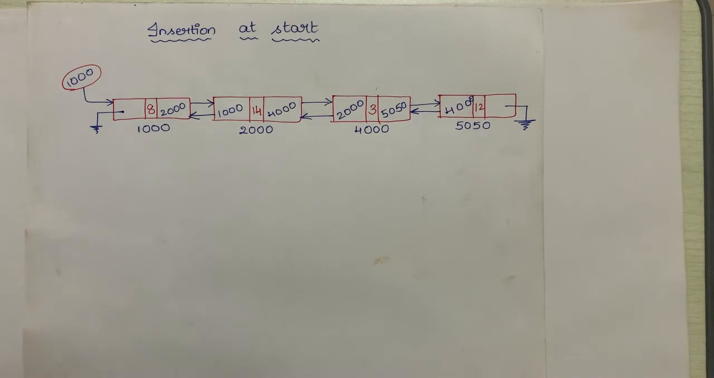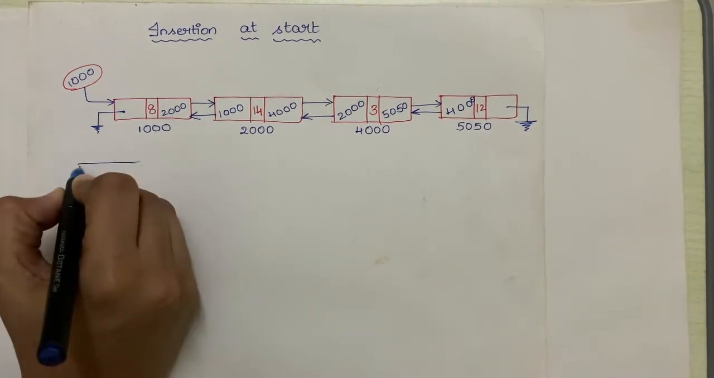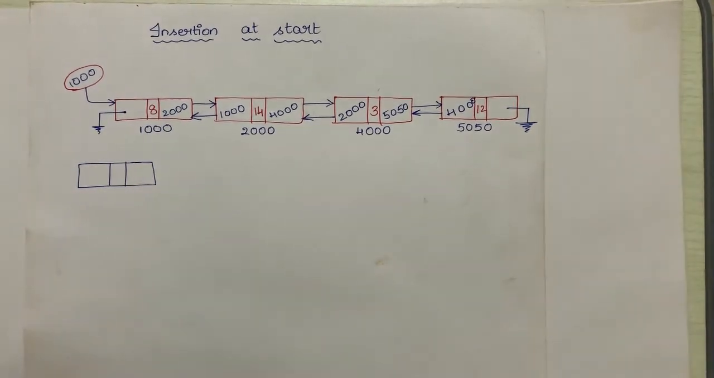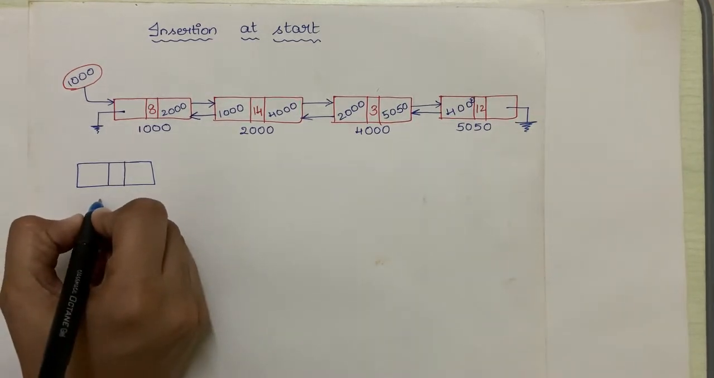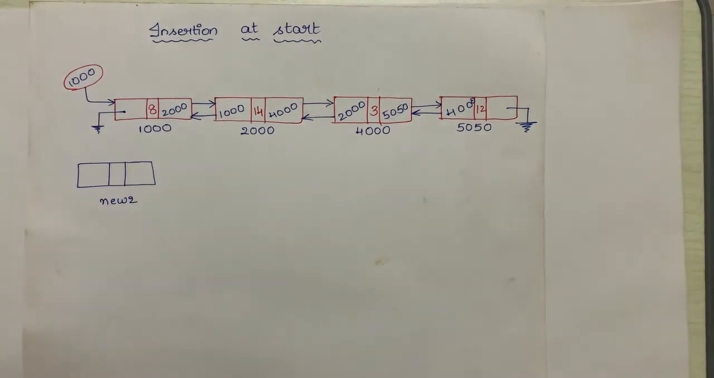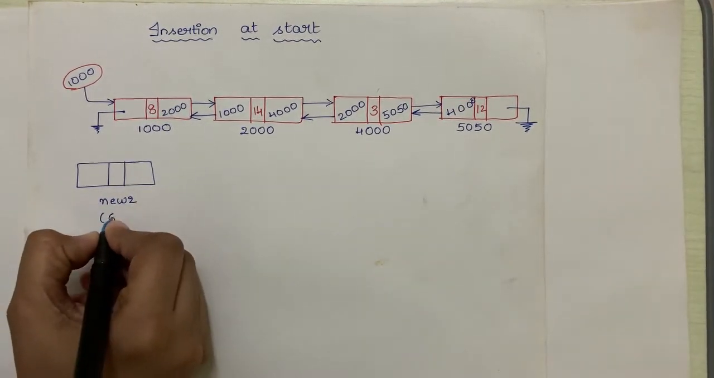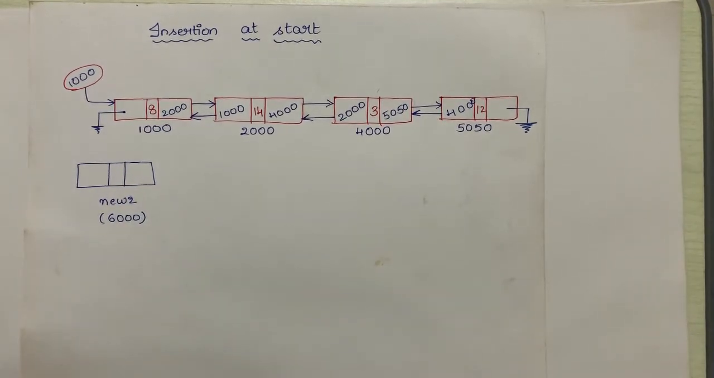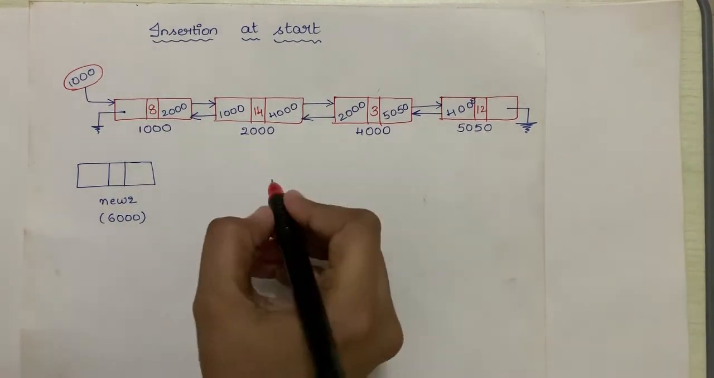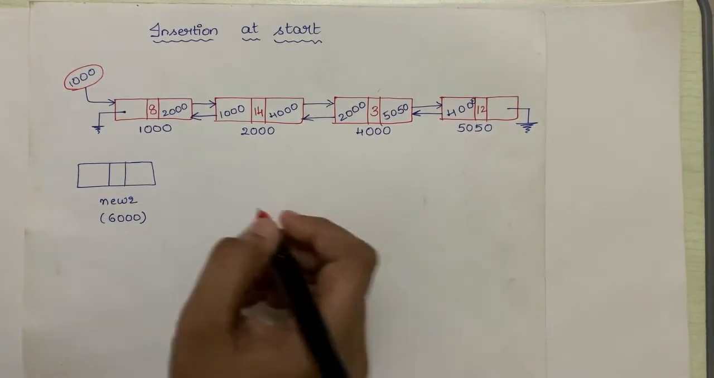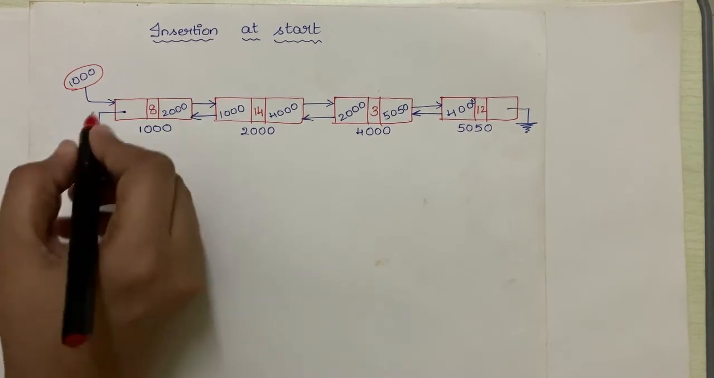Now, if you want to insert a new node at the starting position of the double linked list, we should know the name of the new node. Let it be some new2. And the address is some 6000. Now, let us write the various steps that can be written to insert this new node in the double linked list.